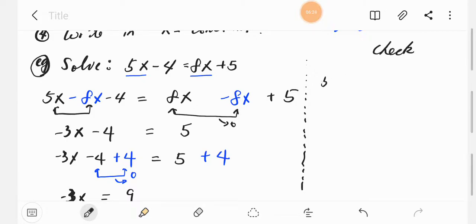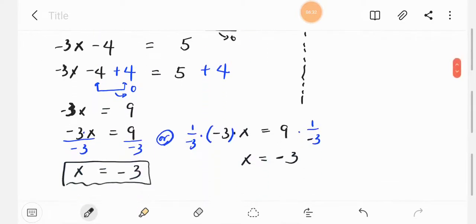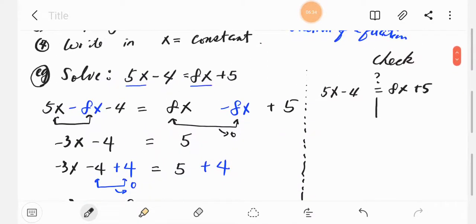So let's make sure the value on the left hand side is the same as the value on the right side. Let's check. So x is negative 3, right? So 5x means 5 times negative 3 minus 4. Then 5 times negative 3 is negative 15 minus 4. Then this is negative 19, right?